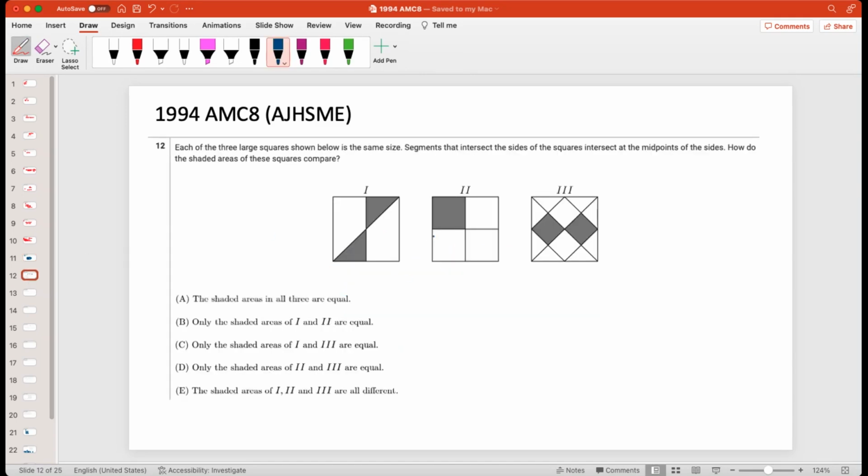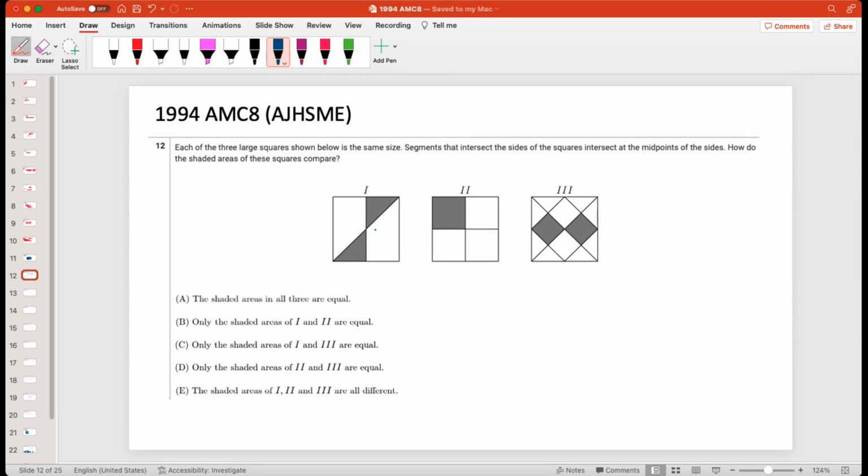Each of the three large squares shown below is the same size. All the segments that intersect the sides of the square intersect at the midpoint of the sides. How do the shaded areas of these squares compare?